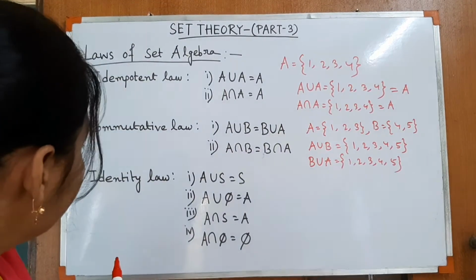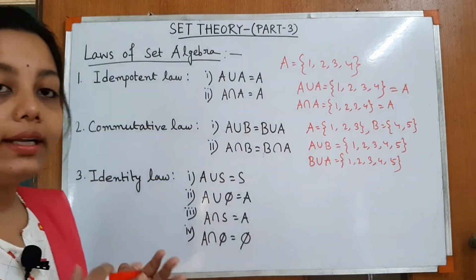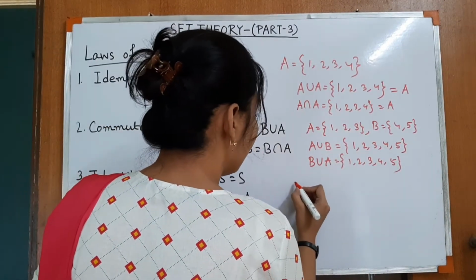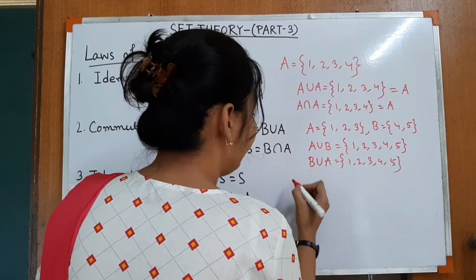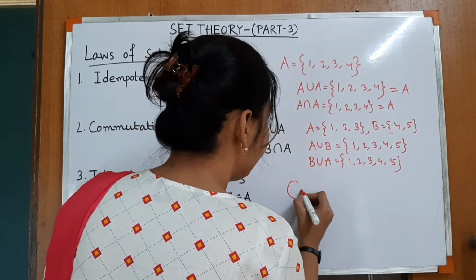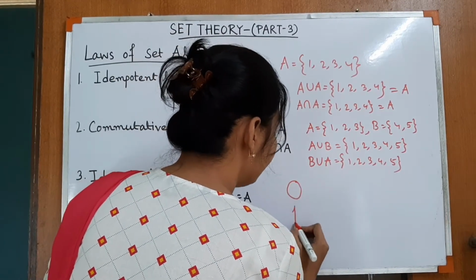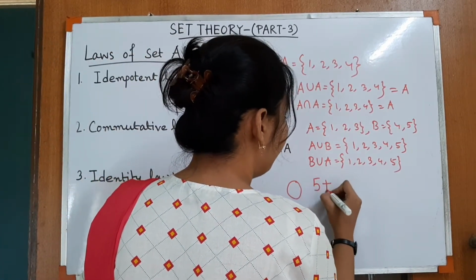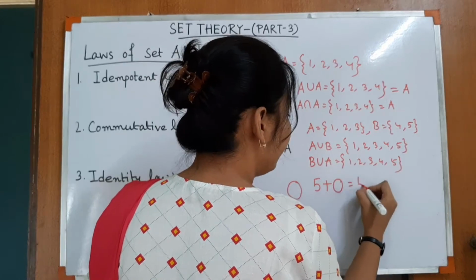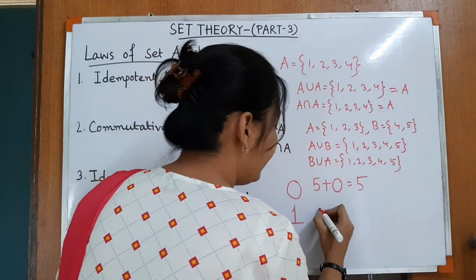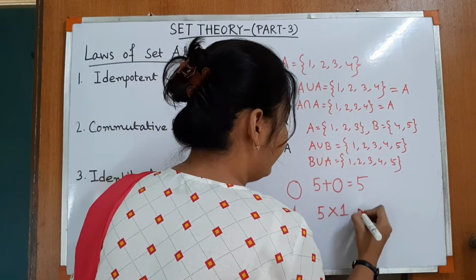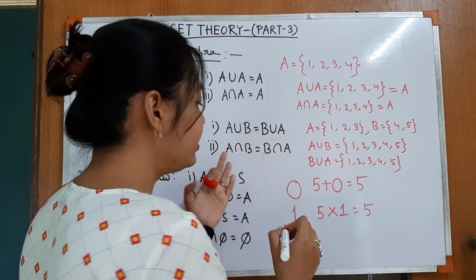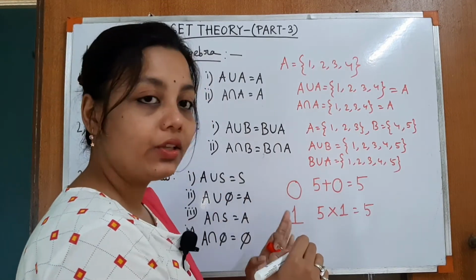Our next law is the identity law. What is identity? The additive identity is 0 and the multiplicative identity is always 1. That is, if any number is added to 0, we get the same number. Similarly, if any number is multiplied by 1, we get the same number. So the additive identity is always 0 and the multiplicative identity is always 1.